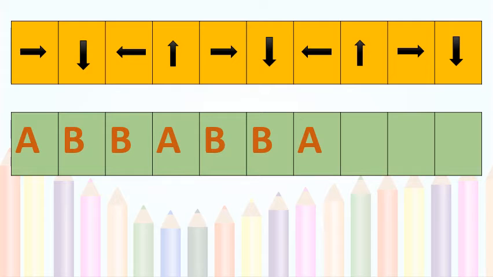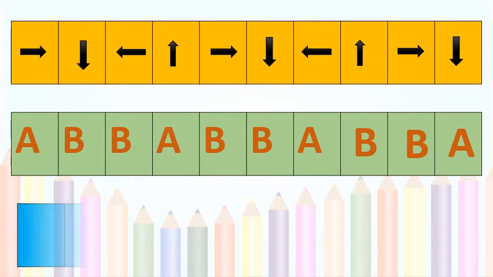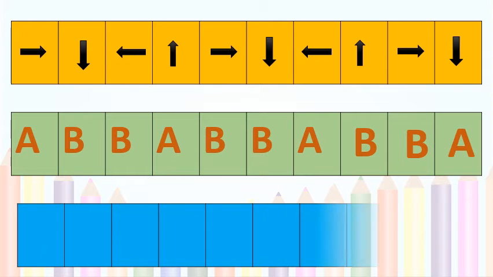Now here: A, B, B, A, B, B, A, then question mark. Then what to write here? A, B, B, A, B, B. So A, B, B, then again A. Isn't it? Very good. Next.